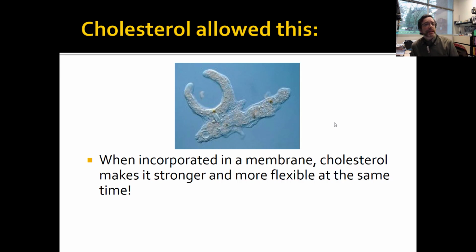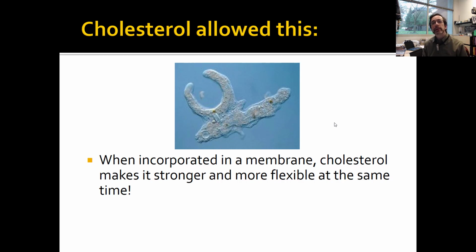The important thing is that you can't just do this with regular old phospholipids. You need the right liquidity of the membrane, and the molecule that really gives you the right mixture of flexibility and strength is cholesterol. Cholesterol in the membrane makes it just liquid enough and just strong enough to make weird shapes like this. Those shapes are important to life, and that is why cholesterol is a good thing for life.